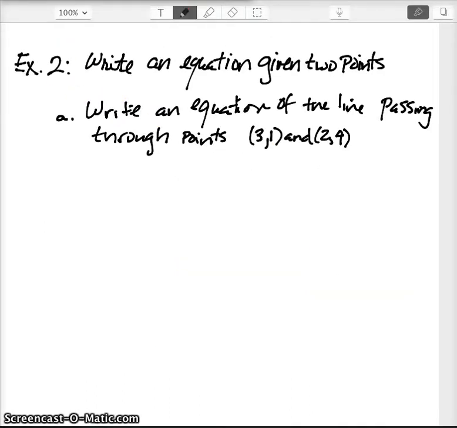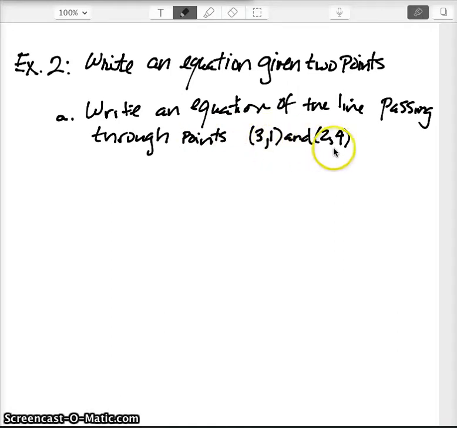So example 2 is going to give us an opportunity to exercise even more skills. We've got 2 parts, so make sure you leave room. The topic that we're talking about is to write an equation given 2 points. The first example is right here. We're going to write an equation of the line passing through the points (3, 1) and (2, 4).